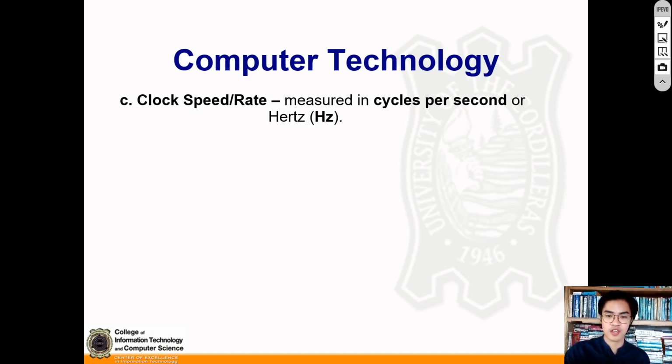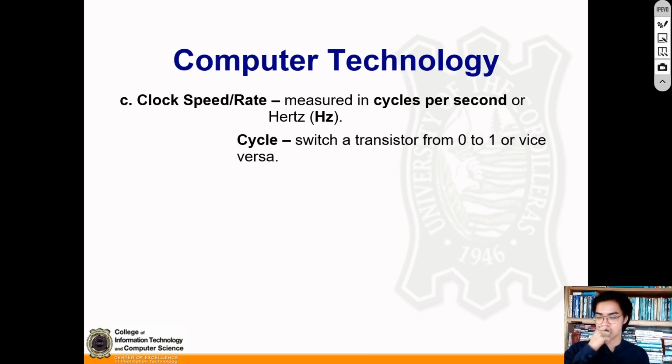The third consideration when we have semiconductor technology is the clock speed or clock rate. Now the clock speed or the clock rate is usually measured in cycles per second, or hertz. Now a cycle is just the time that it takes for you to switch a transistor from 0 to 1 or 1 to 0.